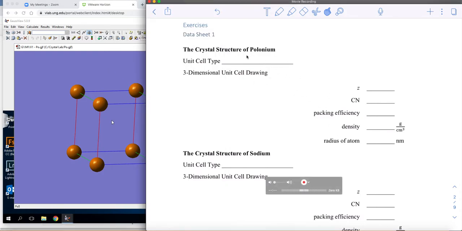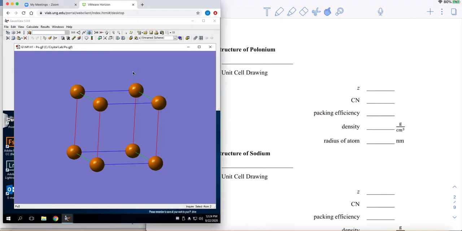So the first part for polonium, we're identifying the unit cell type. Here is our image. Remember, for unit cell types, we really only have 4 that we ever talk about in this class, and we mainly focus on the 3 cubic ones. Our 4 main options are simple cubic, body-centered cubic, face-centered cubic, or hexagonal. This one's pretty clearly cubic.